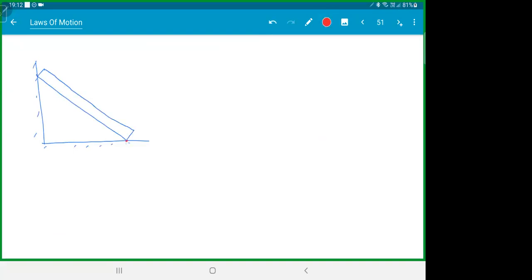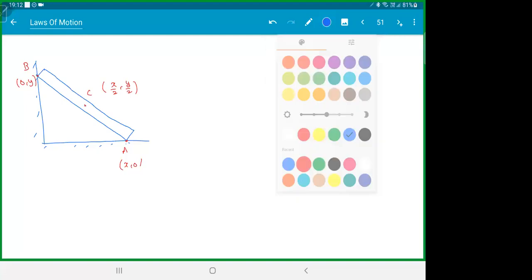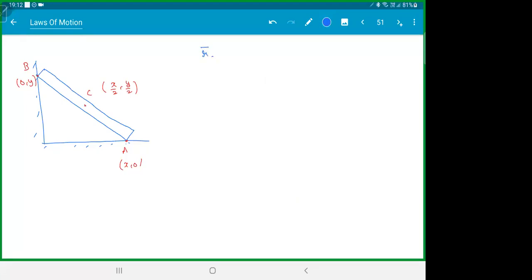So this is point A. Let the coordinate be x, 0. This is point B, the coordinate 0, y. This is point C, the coordinate would be x by 2, y by 2, the midpoint. That means the position vector of C would be x by 2 i cap plus y by 2 j cap. You want velocity of C?